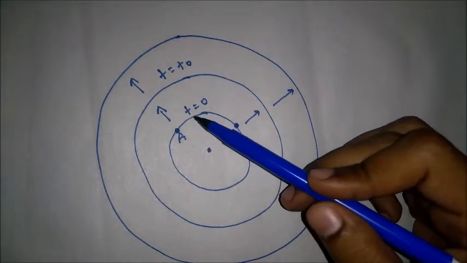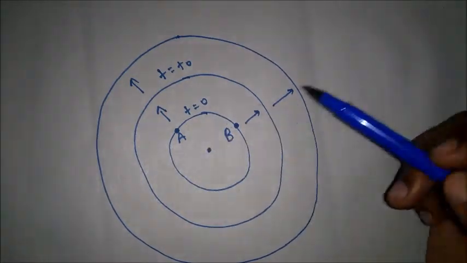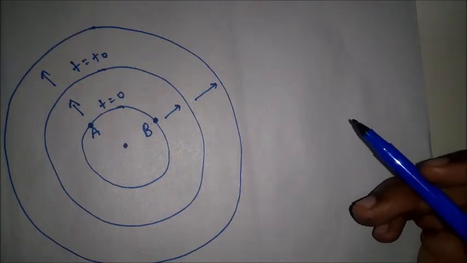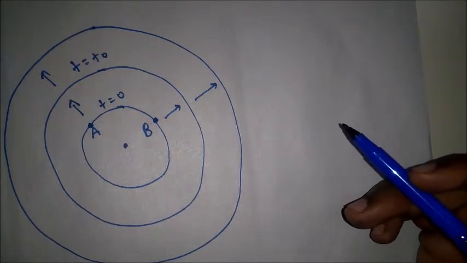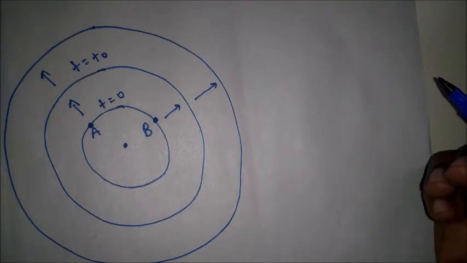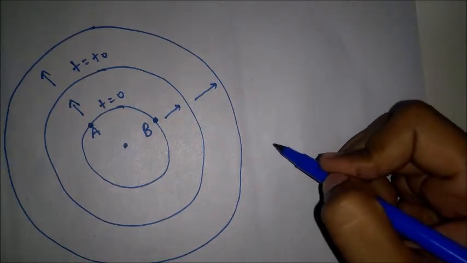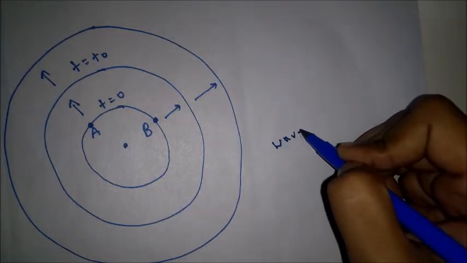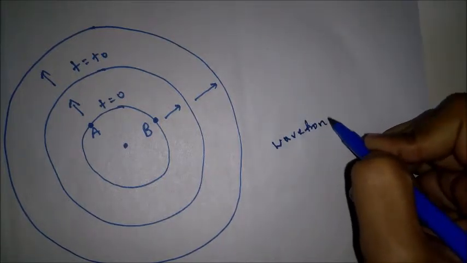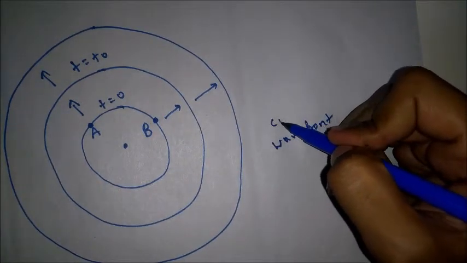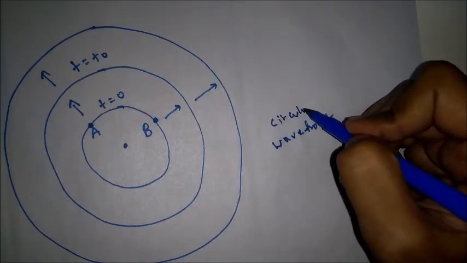This initial ripple is a collection of such points. This set of points which move at the same velocity, that is, cover the same distance in a finite amount of time, is called a wavefront. And judging by the shape, you can say that this is a circular wavefront.